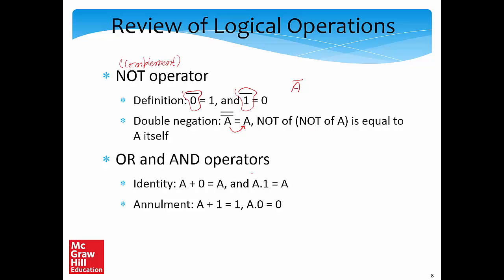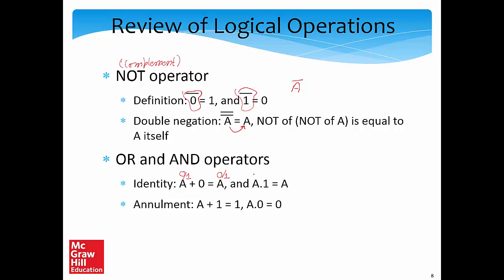Then we saw the OR and AND operators. The truth table for the OR says that if one of the variables is equal to 1, the output is equal to 1. And the truth table for AND says that all the variables need to be 1. So let's take a look at some of their basic properties. We have the property of identity. The property of identity is like this: A OR 0 is equal to A. This is very easy to verify. If A is equal to 0, then the output here is 0. If A is equal to 1, then the output here is 1.